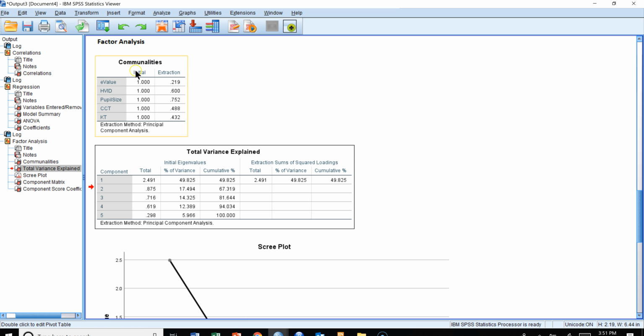Now this little thing that's right here, these communalities, this is if you did a total score, like you had a multiple correlation of everybody, the correlation of E value with everybody else is 0.219. Correlation of HVID with everyone else is 0.6, and so forth. So we see pupil size has the greatest correlation when you combine all the other variables. E value has the lowest.